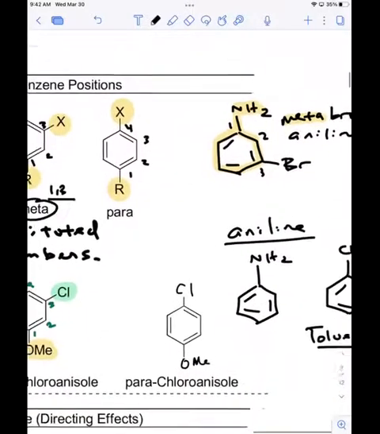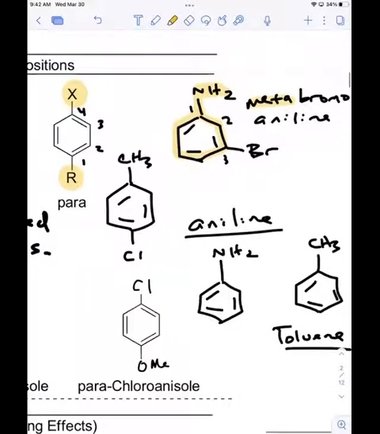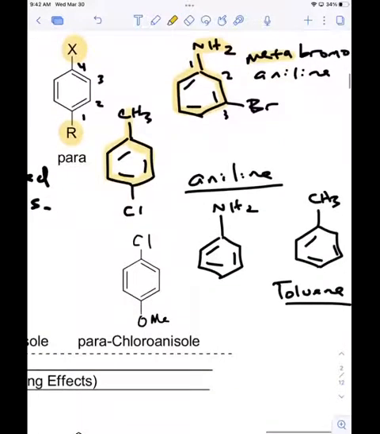Let's do another one. Let me put this on a different page. What about this one? You can see the common name for this is what? Toluene, good. What's the arrangement between the methyl and the chloro?